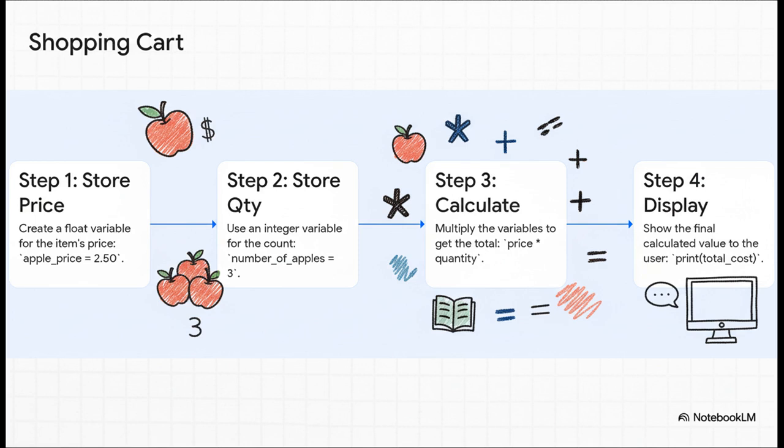And now, here's the magic. To get the total cost, we just multiply apple_price by number of apples. The code is clean, it's readable, and it gives us the right answer. See how variables just made that real-world calculation incredibly simple?